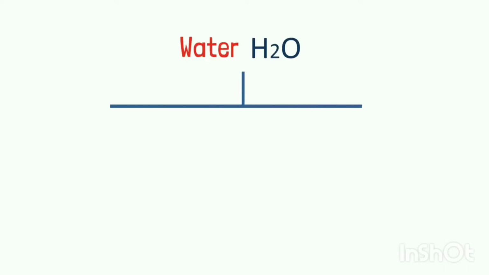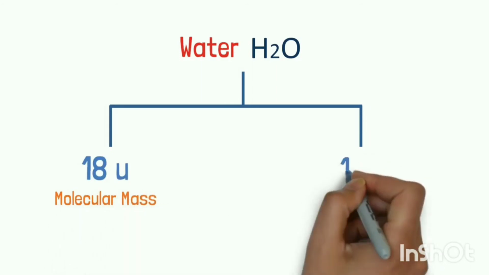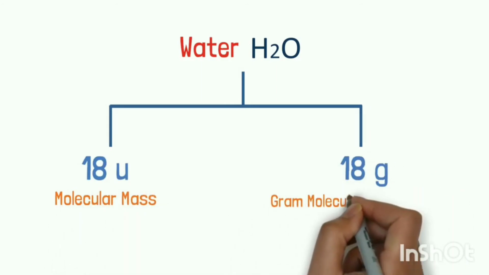In case of water, mass could be written as 18 u or 18 grams, where 18 u means it is molecular mass. When it is 18 grams, it means gram molecular mass.